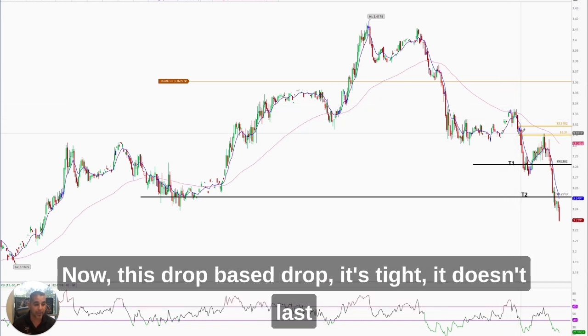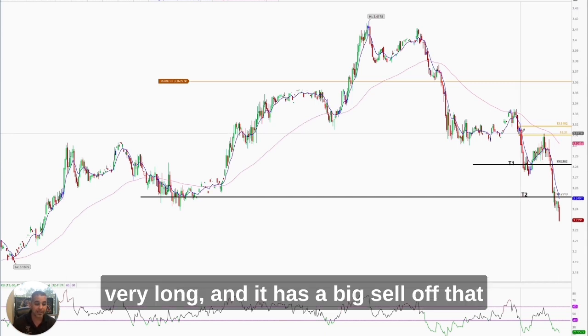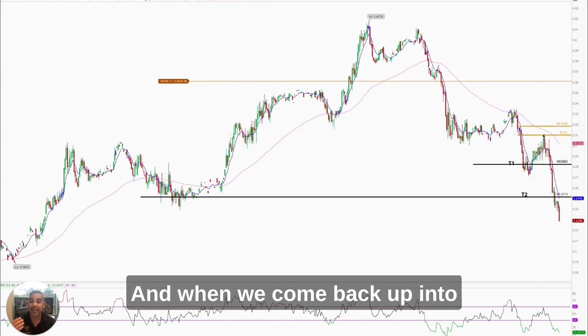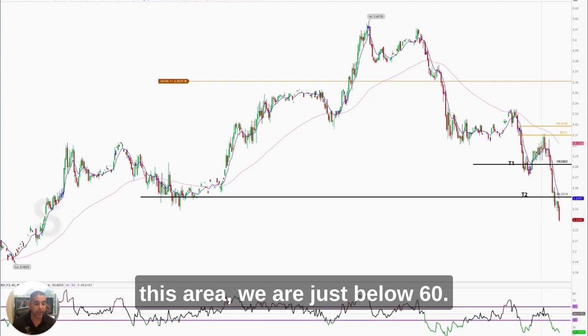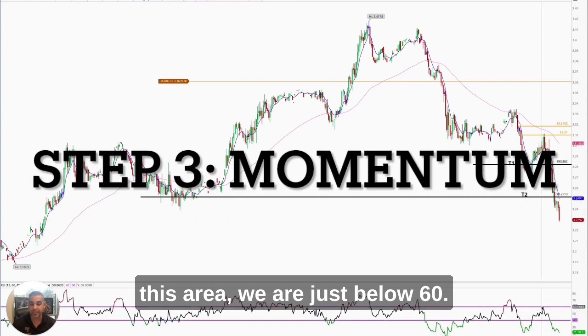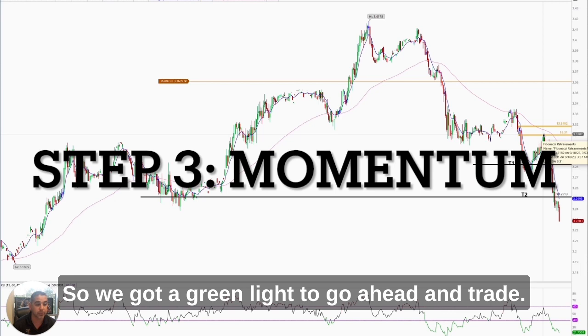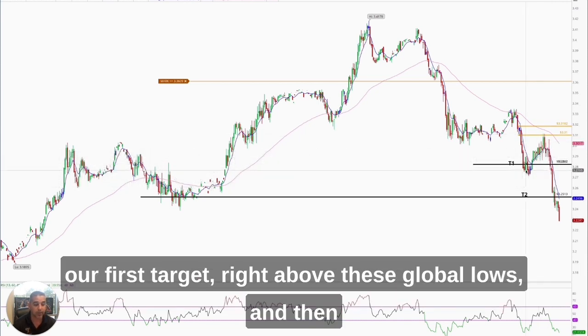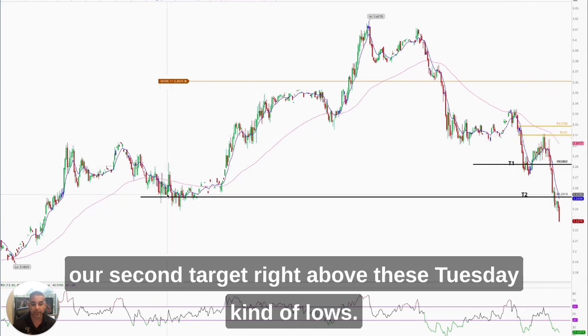Now, this drop-based drop, it's tight, it doesn't last very long, and it has a big sell-off that pushes below a lot of the previous areas. And when we come back up into this area, we are just below 60. So we got a green light to go ahead and trade. And what we did was put our first target right above these Globex lows, and then our second target right above these Tuesday kind of lows, right?